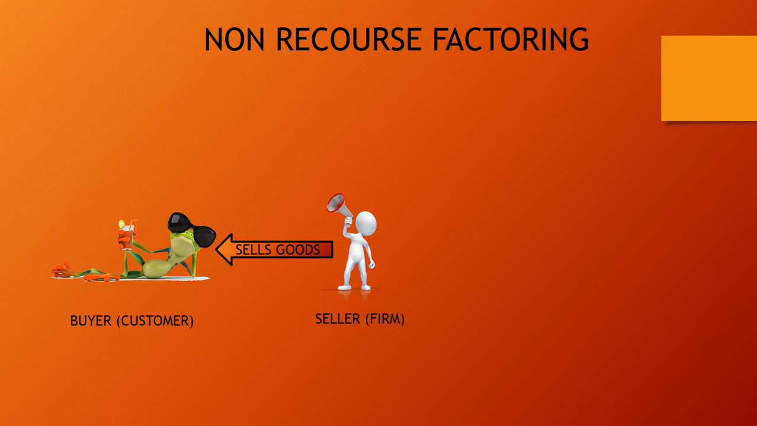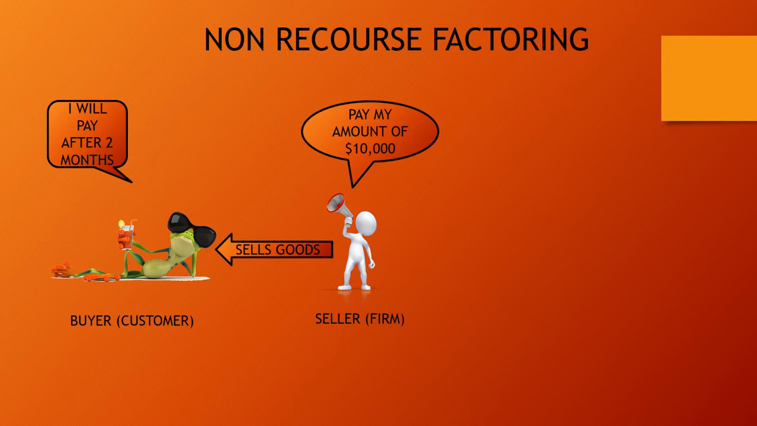Now once this company sells the goods to this customer, it's obvious that this firm will demand its money. So let's say this firm has sold goods worth $10,000 to this customer. So now this company is demanding $10,000. But the customer is saying, I don't have money right now, I'll pay you after 2 months. That means this customer is demanding credit. This firm agrees to give credit to the customer. So the customer will give back the money to the firm after 2 months.